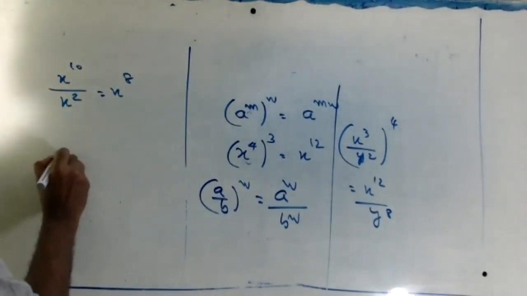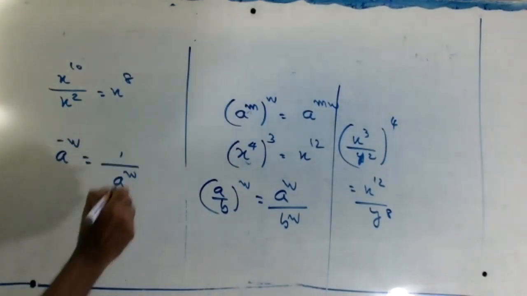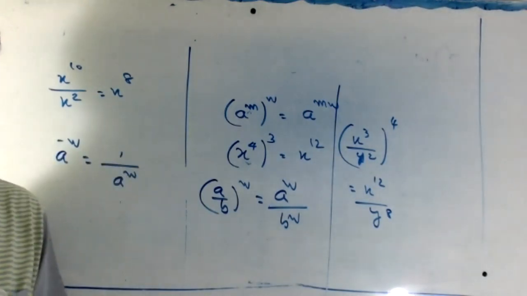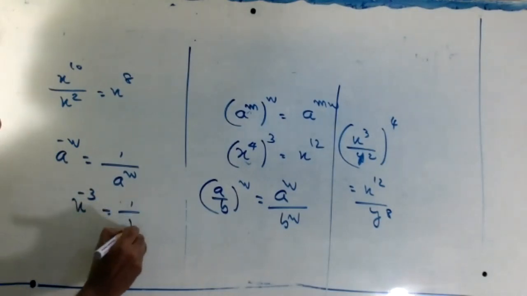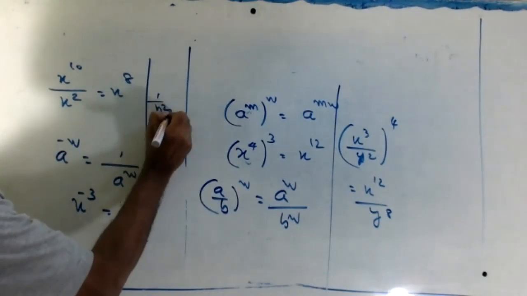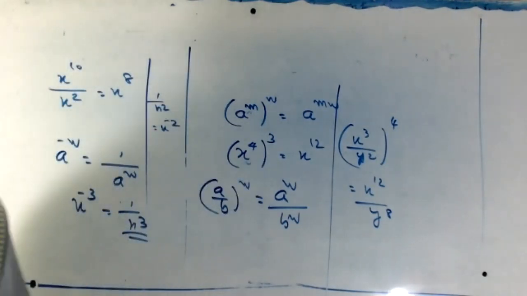Next one, a raised to minus n equal to 1 by a raised to n. Example, x raised to minus 3 equal to 1 by x cube. Or 1 by x square, we can write what? x raised to minus 2. Reverse order also we can write.